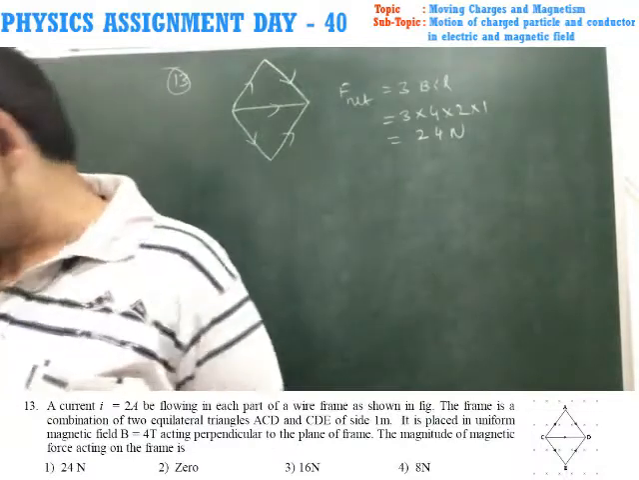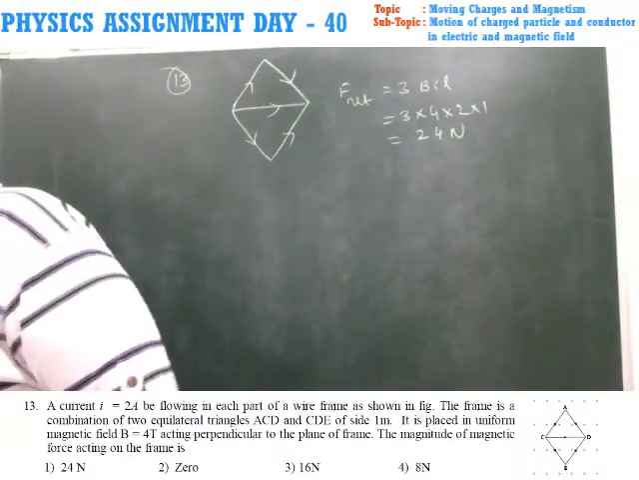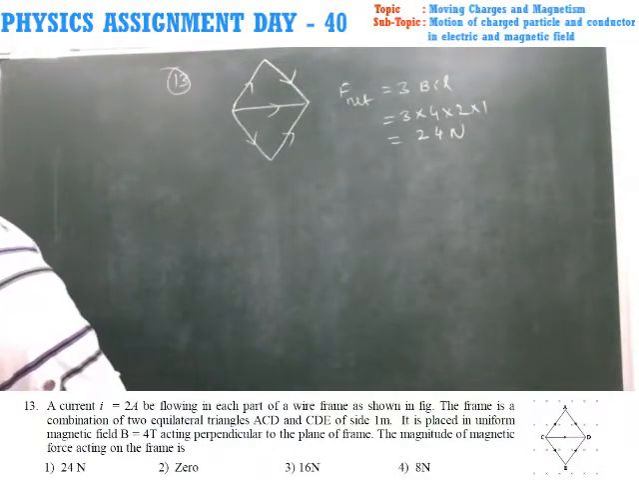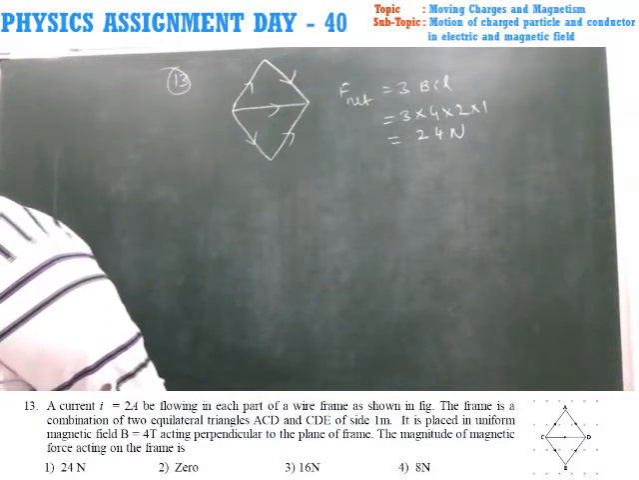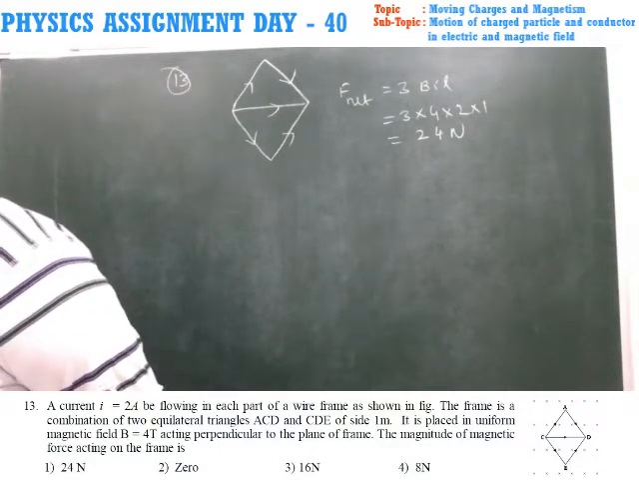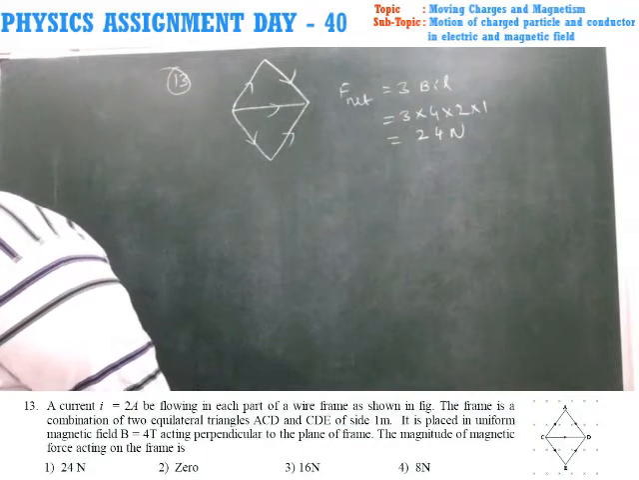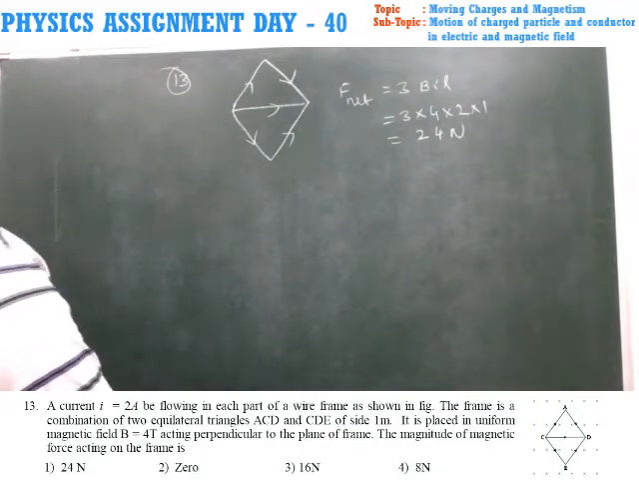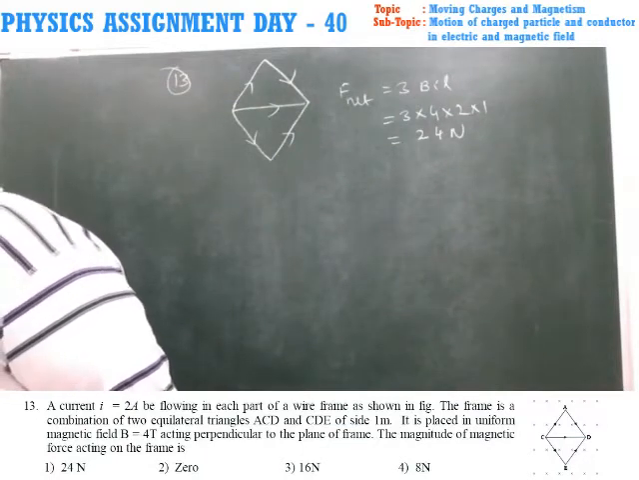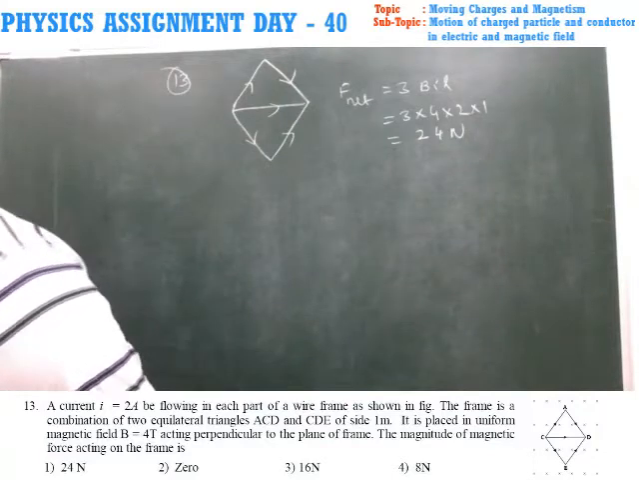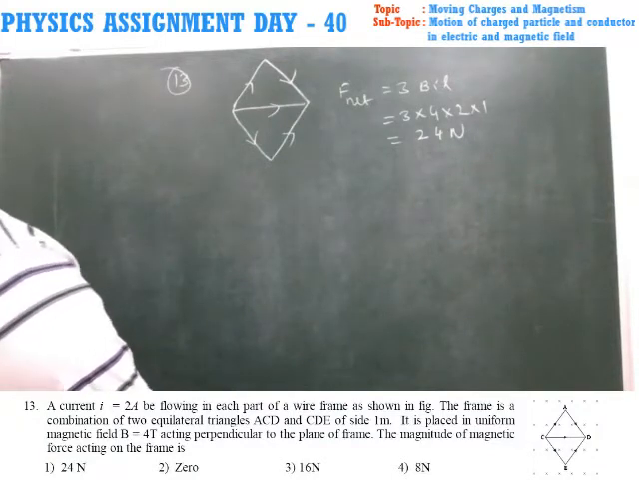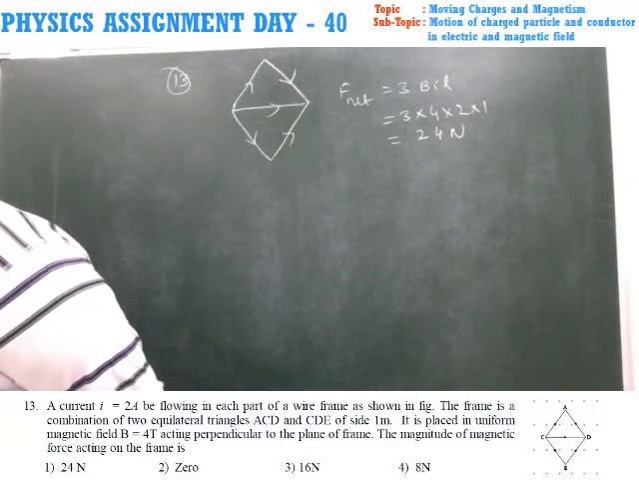So students, in the 13th question, a current I equal to 2 ampere is flowing in each part of the wire frame. The frame is a combination of two equilateral triangles ACD and CDE of side 1 meter. It is placed in uniform magnetic field B equal to 4 Tesla acting perpendicular to the plane of the frame. So the magnitude of magnetic force acting on the frame is?